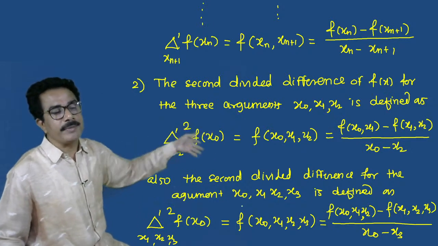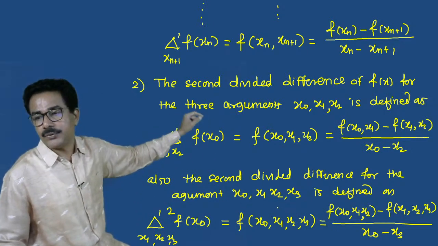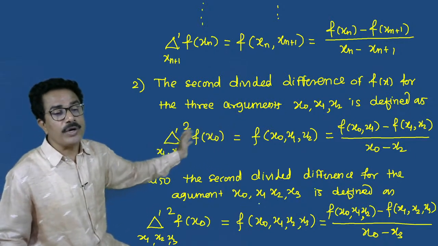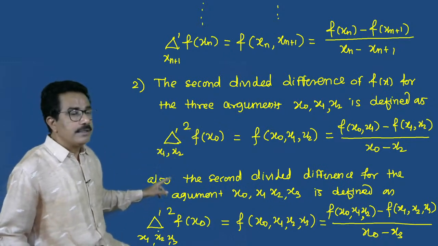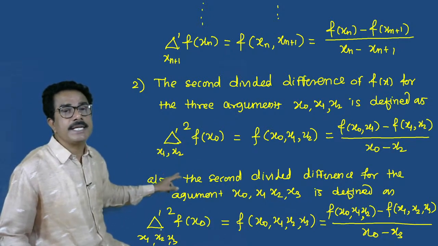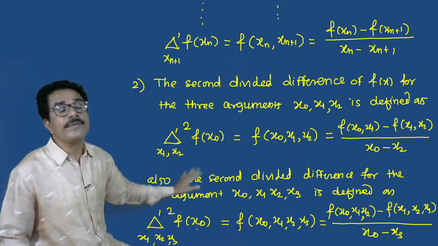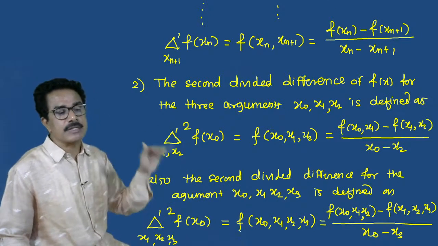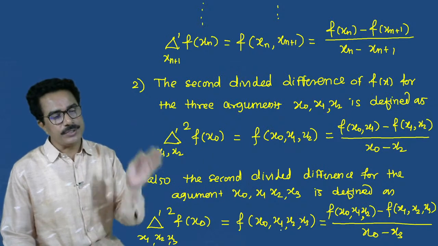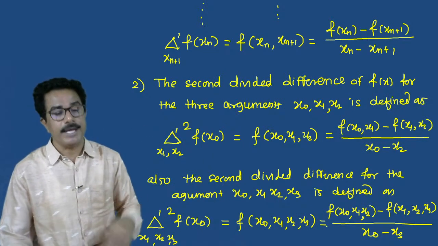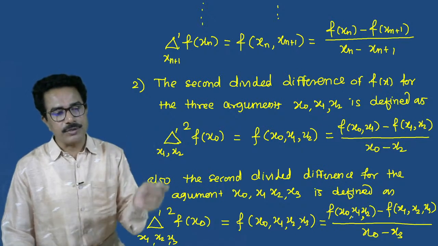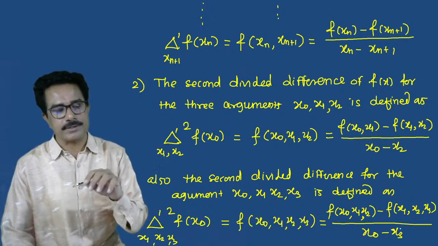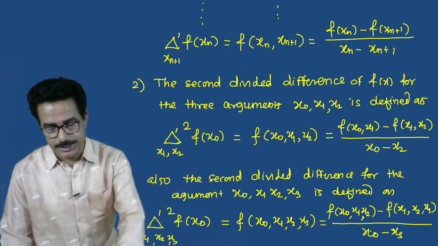म्हणजे अशा 4 आर्ग्युमेंटचा जर तुम्हाला डिवाइडेड डिफरन्स घ्यायचा असेल, if we want to take the difference of 4 arguments, then we have to define the second divided difference delta dash 2 of f0 over x1 comma x2 comma x3, which is also denoted by f of x0, x1, x2, x3, and which is defined as f of x0 comma x1 comma x2 minus f of x1 x2 x3 divided by x0 minus x3.